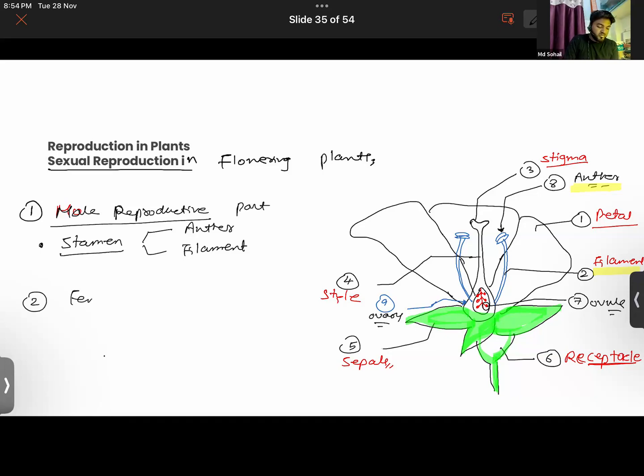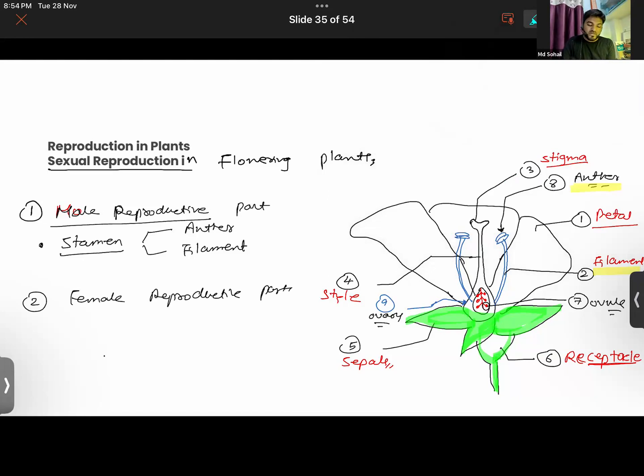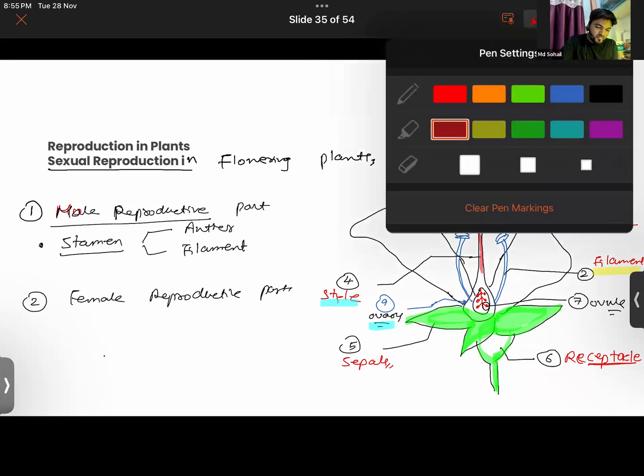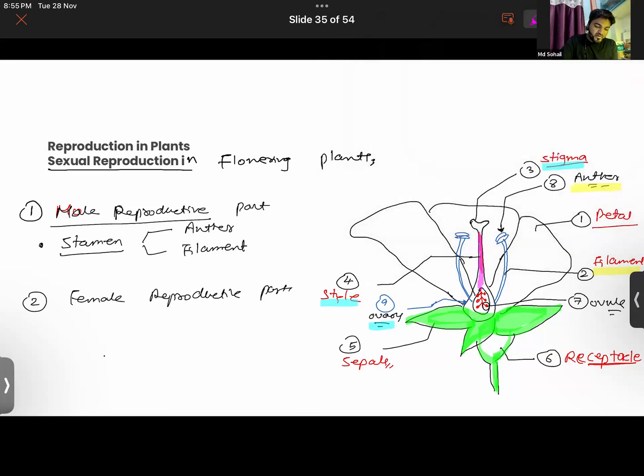Second, you have the female reproductive part of this flower. The one which I'm highlighting using this color: the fourth one, that is style. The third one, that is stigma. Look at where I'm pointing. And the ovary. This complete structure that you see over here comprises the female part of the flower. Getting it or not? Yes, sir. This whole thing, even the stigma, right?